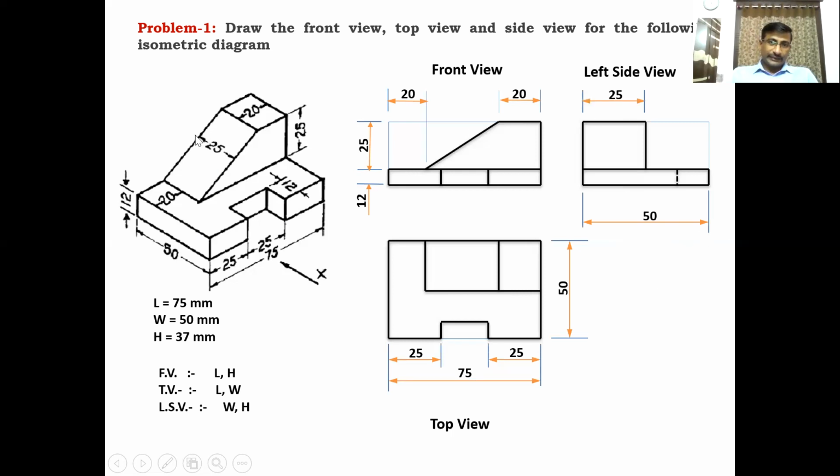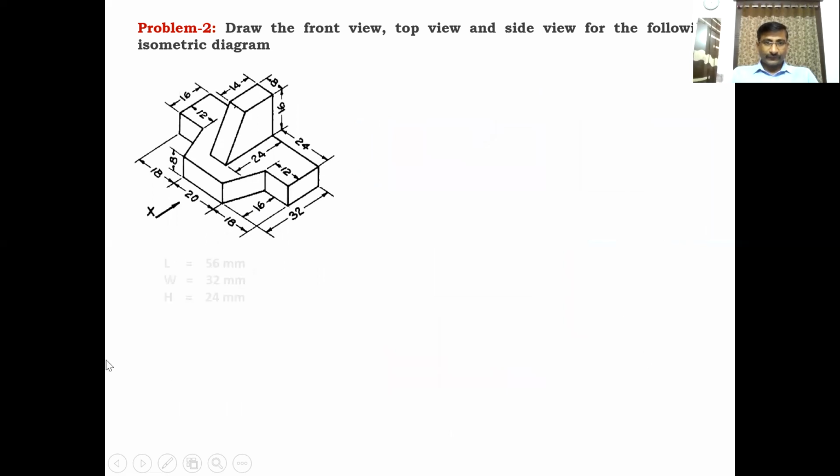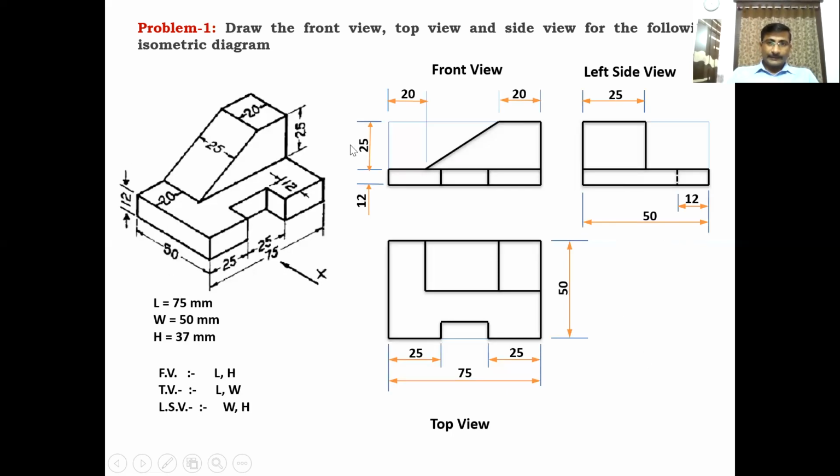25 mm is this length. This inclined surface width is 25 mm. And the dotted line, which is at a distance of 12 mm from the right end, this is the 12 mm dotted line. These are the dimensions of the given isometric diagram. You have to locate the dimensions on the orthographic views. These three views are called orthographic views: front view, top view, left side view.